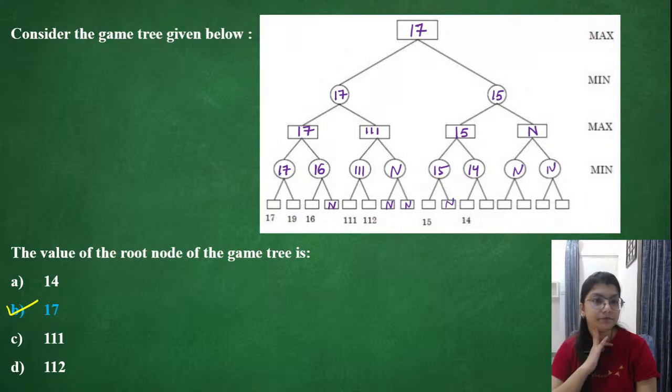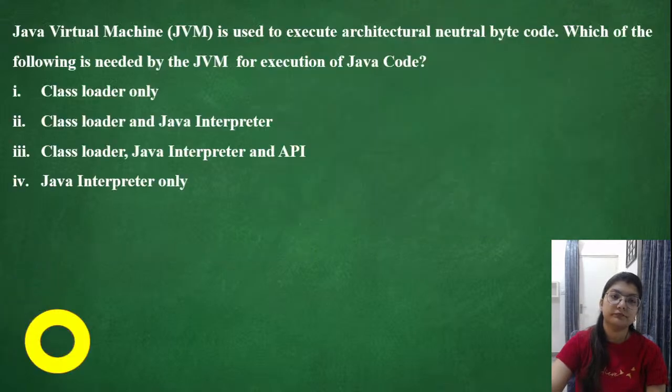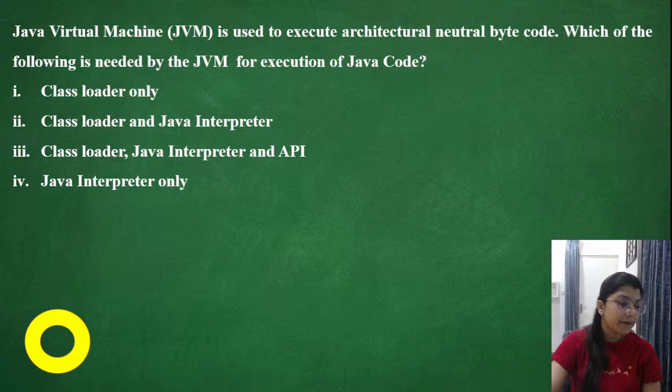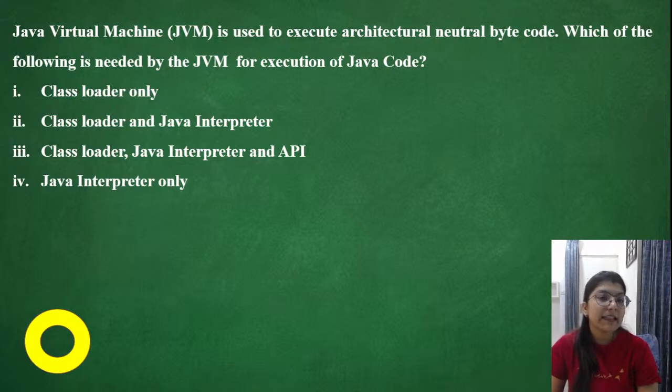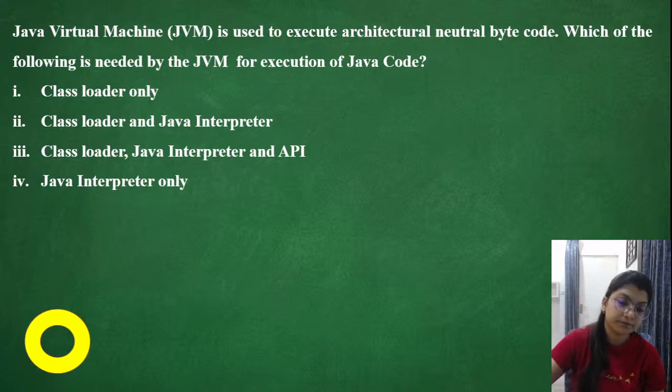Next question. So this is your question from JVM. Java virtual machine is used to execute architectural neutral byte code. Which of the following is needed by JVM for execution of Java code? So they are asking that when we are talking about JVM, which two or three things does JVM require for the execution of Java code?